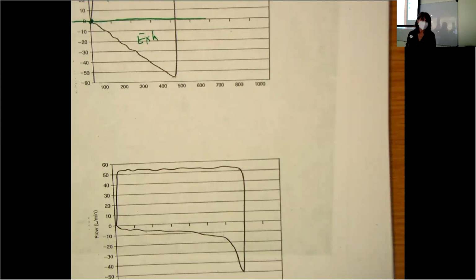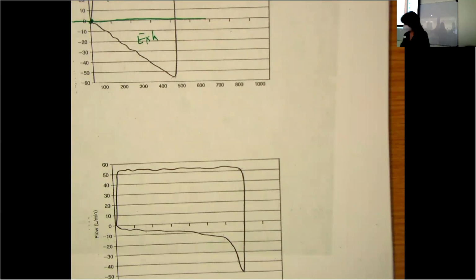So if you look at the first graph, when the air is coming back out of the lungs, it comes back out pretty quick, faster than 50 liters per minute. So the first graphic is showing that the exhalation, the air is coming back out very easily.